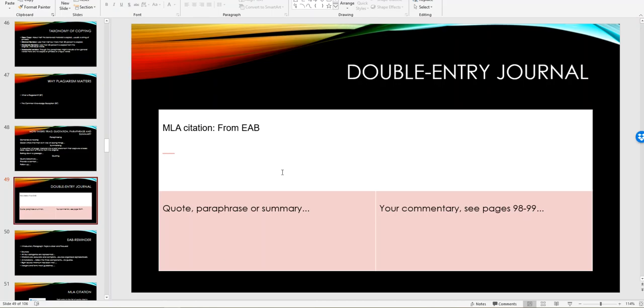So just to give you an idea about this assignment, MLA citation. This is real straightforward. That's going to be due, and it's the target assessment out of chapter 3. You're going to copy and paste your citation from the annotated bibliography. Then you're going to grab a quote or a paraphrase or a small summary from your source material, which if you've read it for the annotation in your annotated bibliography, you're good. And then I want your commentary. So look at pages 80, 98, 99 at the double entry and how to go about commentary, and I'll talk a little bit more about that in the screencast video on the weekend.